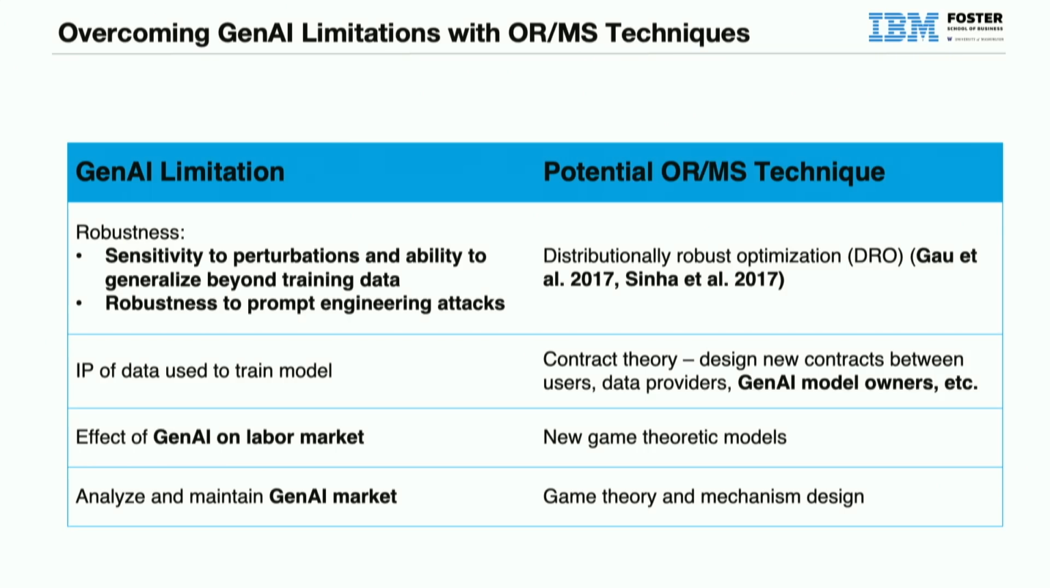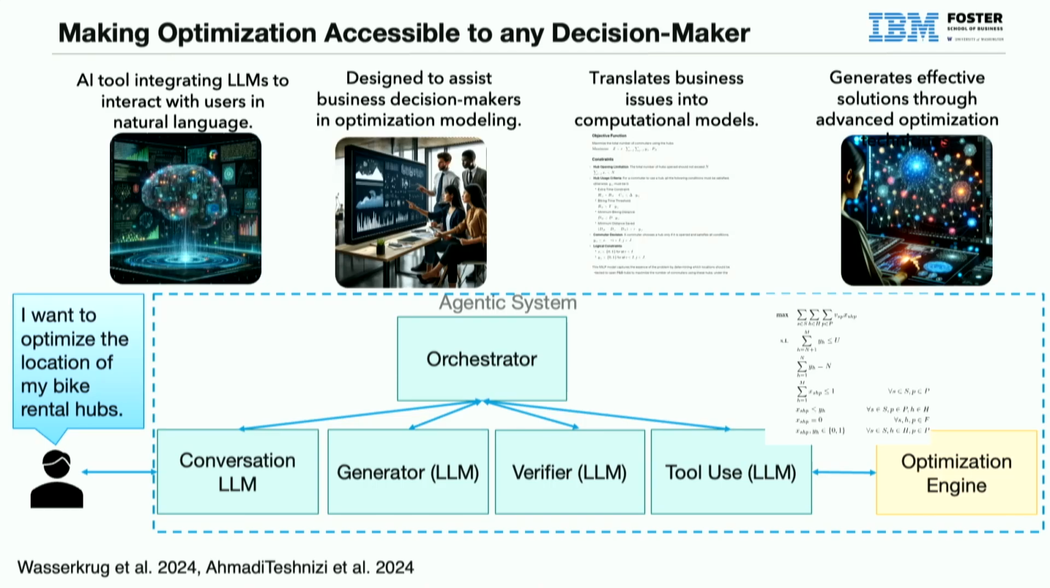These are just some examples. You can read more in the online tutorial about how operations research and management science can help large language models and generative AI with some of the core issues: robustness, handling the issues around IP of data, effects on the labor market, how to maintain a vibrant and robust generative AI market, assuming that we see all the benefits that we hope we will be seeing from correct usage of generative AI.